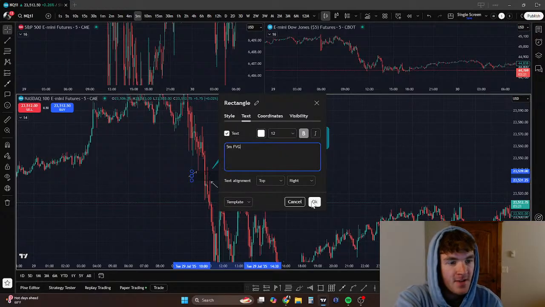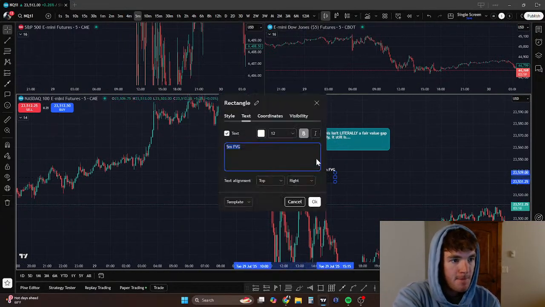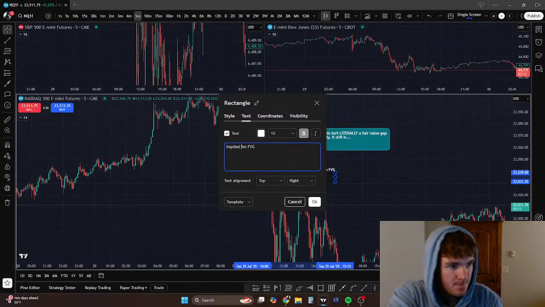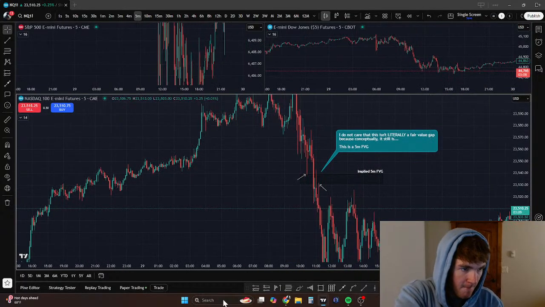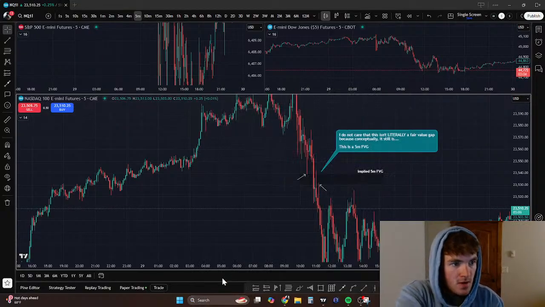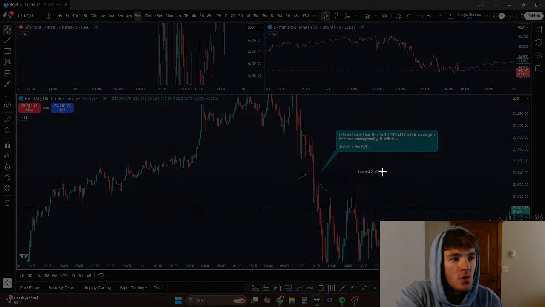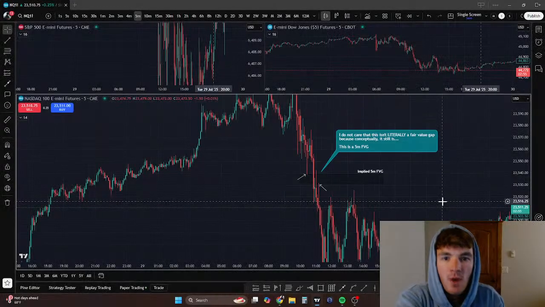So, implied fair value gap. Dude, that's a good name, right? Because once again, if I have to ask permission to do things in trading, who is going to give me permission to do it? They're not going to want me to know these things.